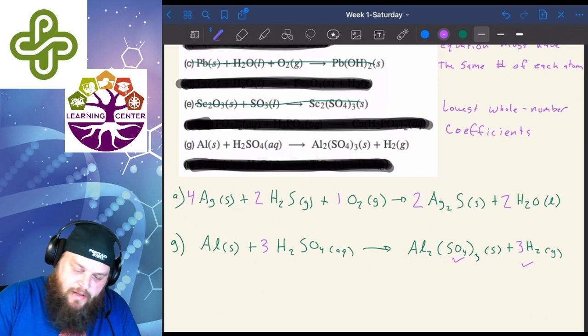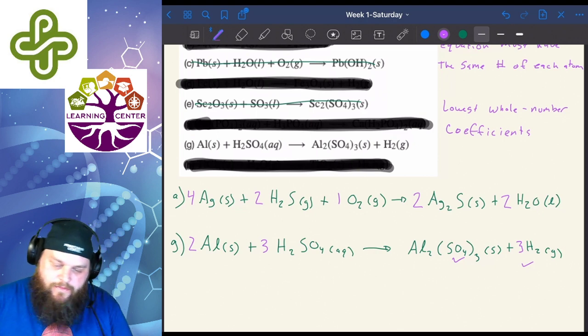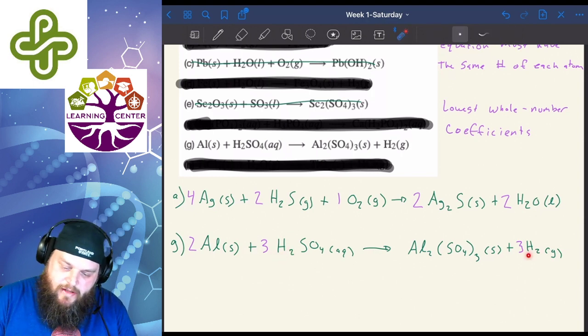The last one is aluminum. Aluminum has just 2 there, so that needs to be a 2 there. Actually, that wasn't so bad, was it? We have 2 aluminums on each side, 6 hydrogens on each side, 6 of the sulfates, or 3 of the sulfates, sorry. 3 there and 3 there, and we're good.